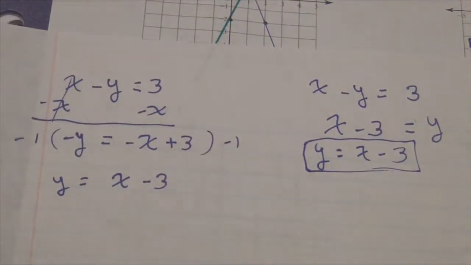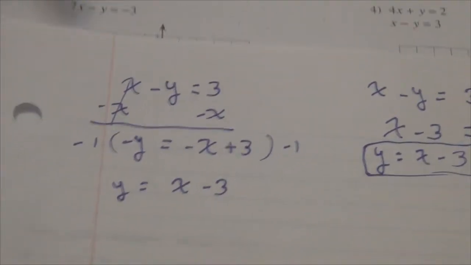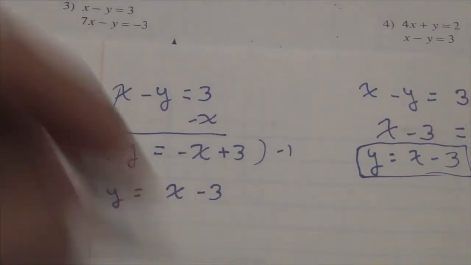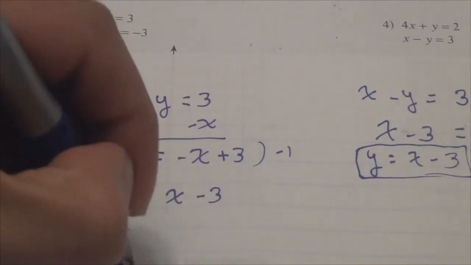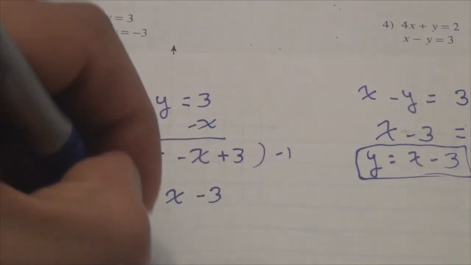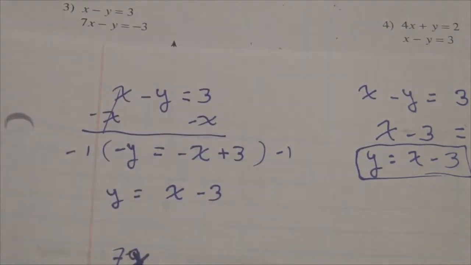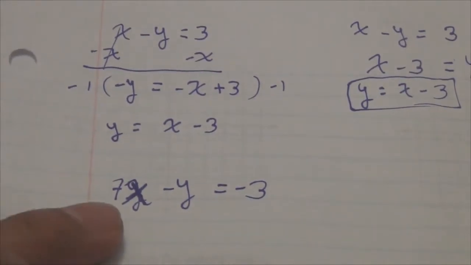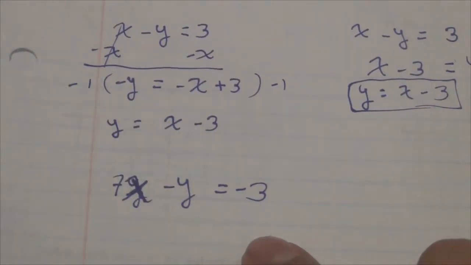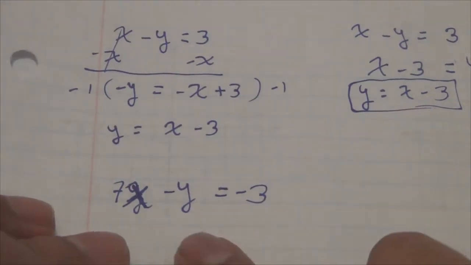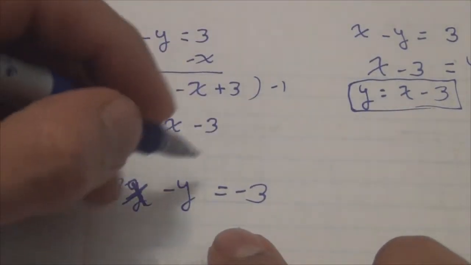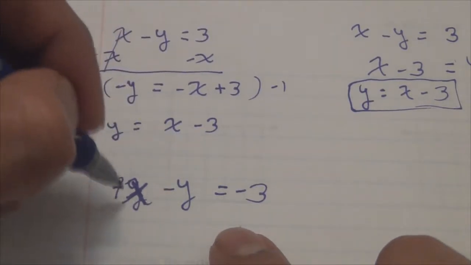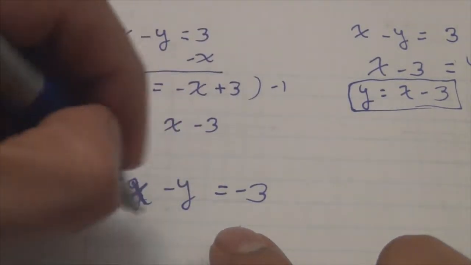Alright, so I got one of my equations solved for y. But we still have the other one. So what is the other one? The other one is 7x minus y equals -3. Sorry, that's what you have. That's the other equation. So then we're going to solve for y. Once again, you could use this trick, or you could always solve for y the traditional way. So let's subtract 7x from both sides. So we get rid of it.